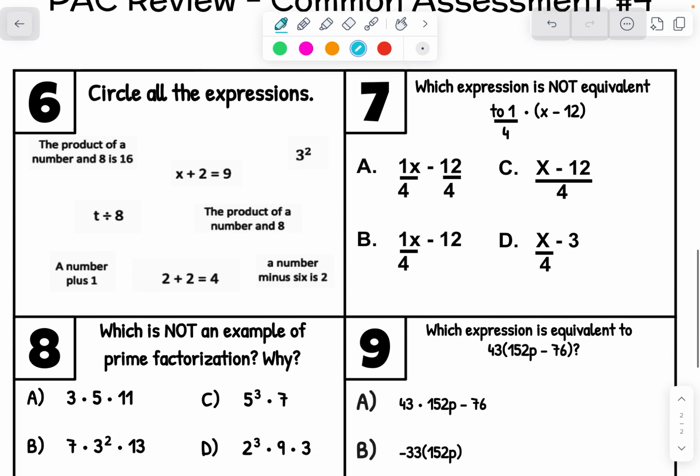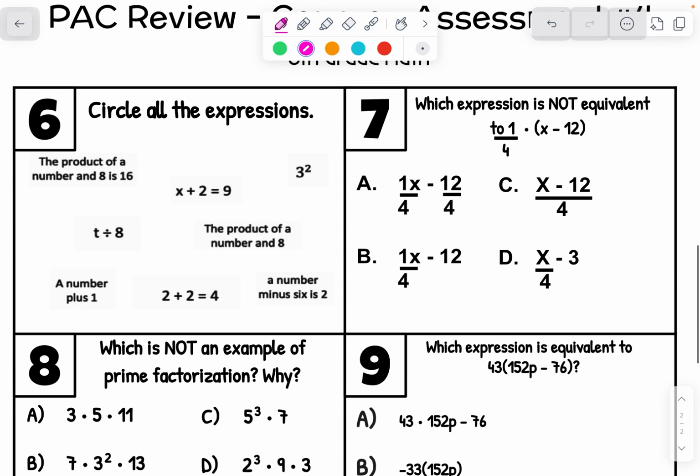All right, backside, I want to circle all of the expressions. Remember, expressions means that it has no equal sign. It's like an incomplete sentence. I didn't give you the answer. I'm not telling you what the answer is. It's an expression. The product of a number and 8 is 16. That has an equal sign, so no thank you.